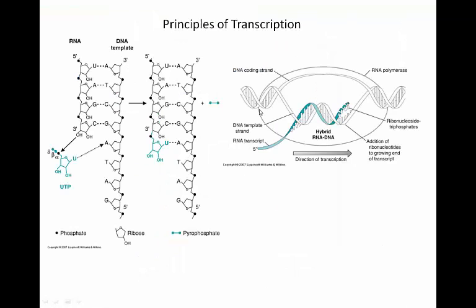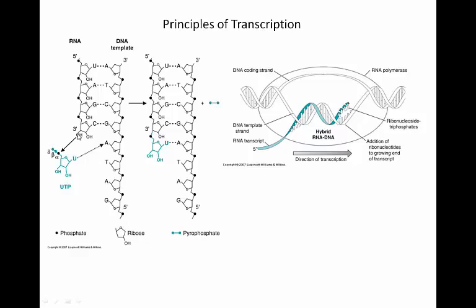Principles of transcription. Here's our DNA template. Notice it's 3' to 5'. Here our RNA polymerases polymerize 5' to 3', just like our DNA polymerases. Here's an incoming ribonucleotide triphosphate. Notice it's not deoxyribose, it's ribonucleotide. And these are our activated intermediates.